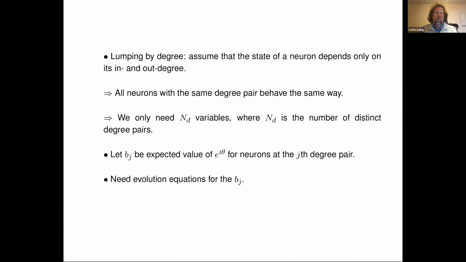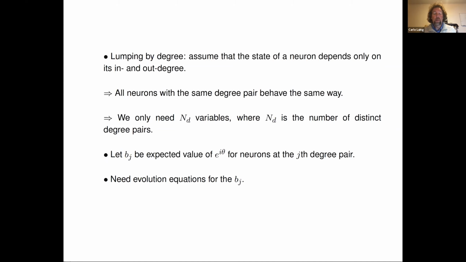So now we're going to lump these equations by degree. We're going to assume that the state of a neuron depends only on its in and out degree. What that means is all neurons with the same degree pair behave in the same way. And if that's true, we only need ND variables to describe the network, where ND is the number of distinct degree pairs. So we let Bj be the expected value of e^(iθ) for neurons at the jth degree pair.